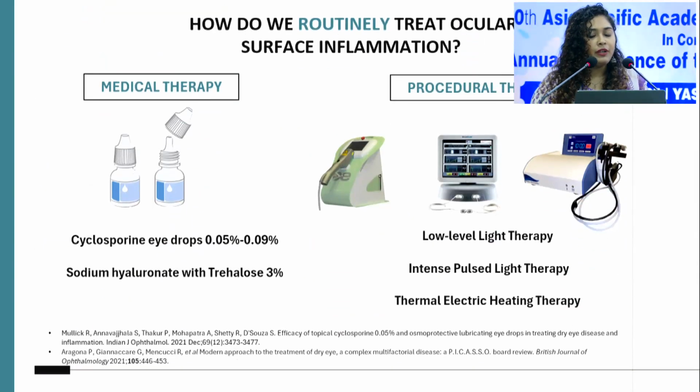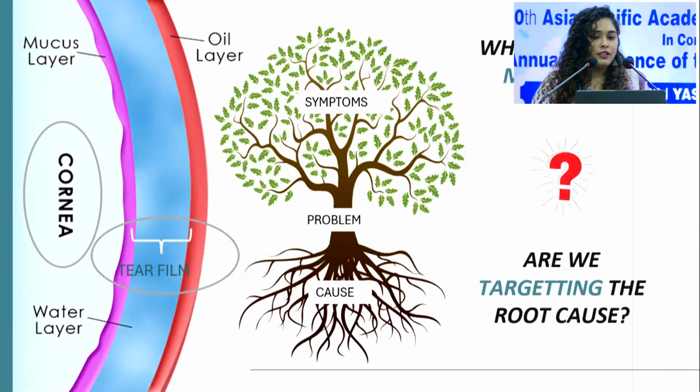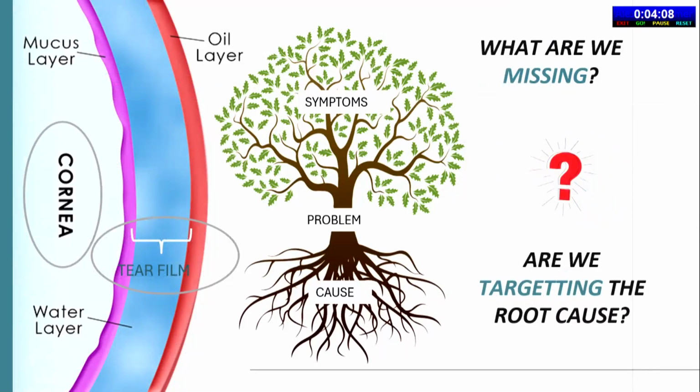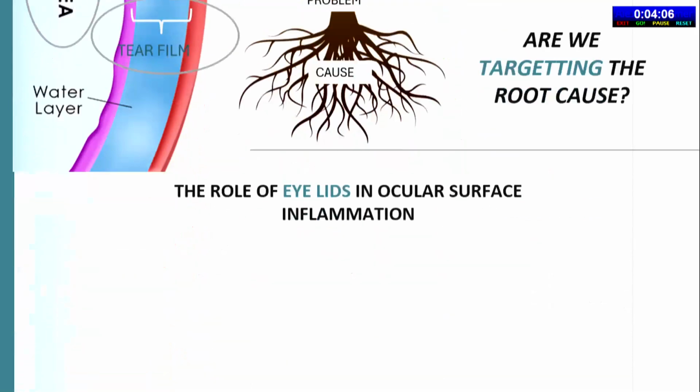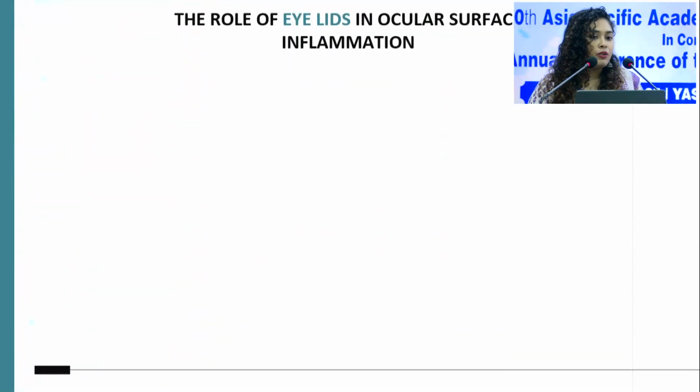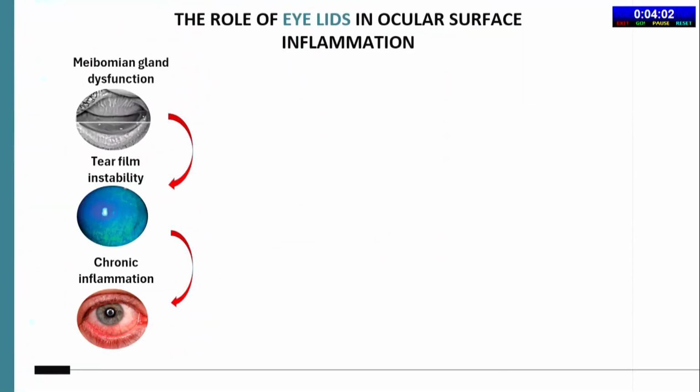So routinely we treat ocular inflammation with drops like cyclosporin and sodium hyaluronate and trehalose combination. And there are also procedural therapies available now that we use. But are we targeting the root cause? Are we missing something which is very basic but very important? That led us to thinking of the role of lid hygiene in ocular surface inflammation.